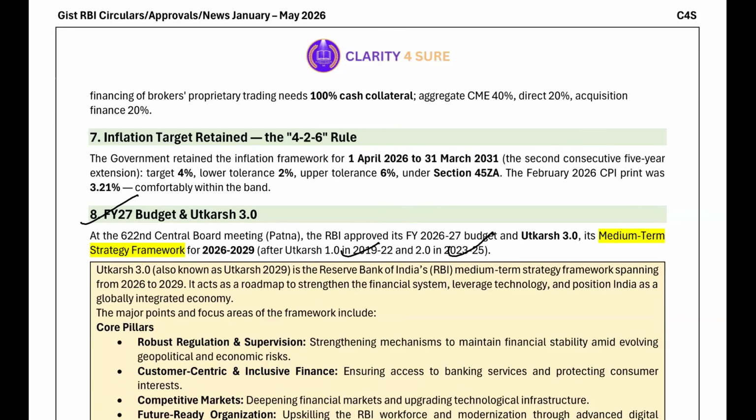So Utkarsh 3.0, also known as Utkarsh 2029, is the Reserve Bank of India's medium-term strategy framework spanning from 2026 to 2029. It acts as a roadmap to strengthen the financial system, leverage technology, and position India as a globally integrated economy. Try to understand. The major points and focus areas of the framework include what? Just have a look. Wait.